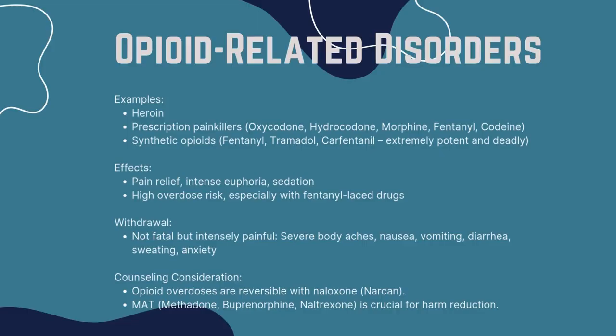The opioid epidemic, largely driven by prescription misuse, fentanyl contamination, and heroin availability, has led to a public health crisis with rising overdose deaths. So opioids work by binding to the mu-opioid receptor in the brain, producing pain relief, intense euphoria, and sedation. At high doses, opioids can severely depress respiration, leading to fatal overdoses, particularly with fentanyl-laced substances.